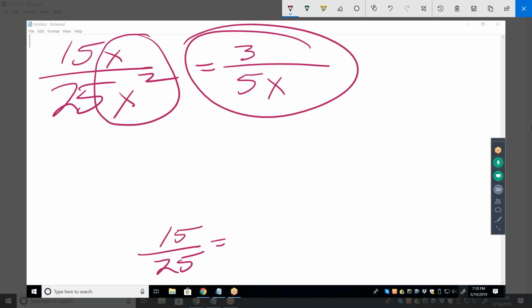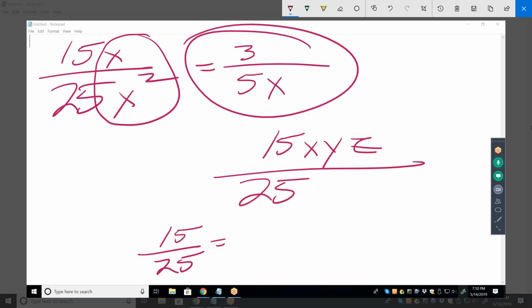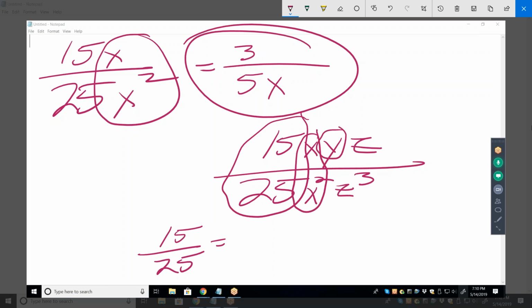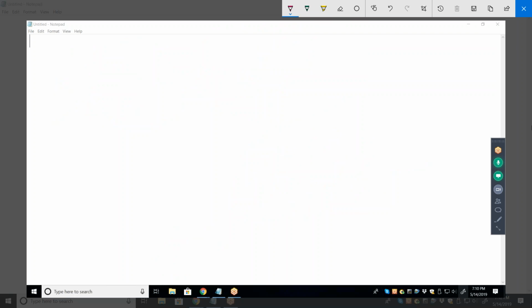And they're all that simple. I could have 15xyz all over 25x squared yz cubed, and you do them all exactly the same way. You handle the number, then you handle the next variable, then the next variable, until you're done. It doesn't really matter how many variables there are. It's the same process, you're just repeating it.